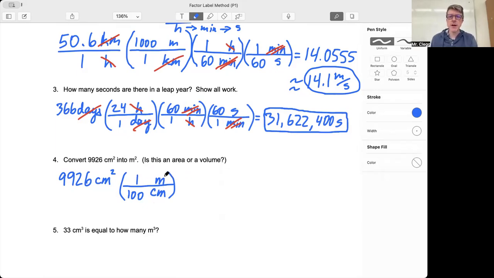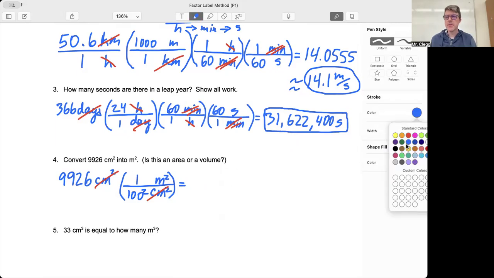So we're going to square this guy. We're going to square 1. Well, you don't have to write it. I'm going to square the meters. A little hard to see there. We're going to square that. We're going to square that. And we are going to cancel out our square centimeters, and pick up the calculator. So the great thing is you don't have to think too hard. All you have to do is just square your conversion factor.